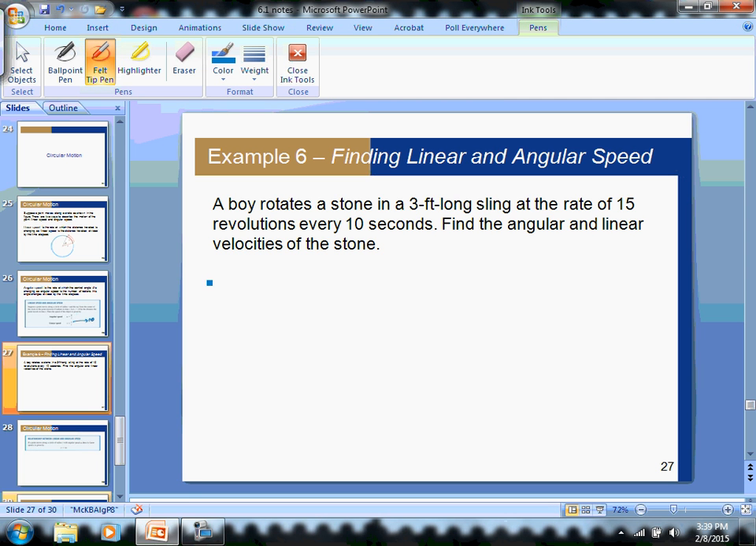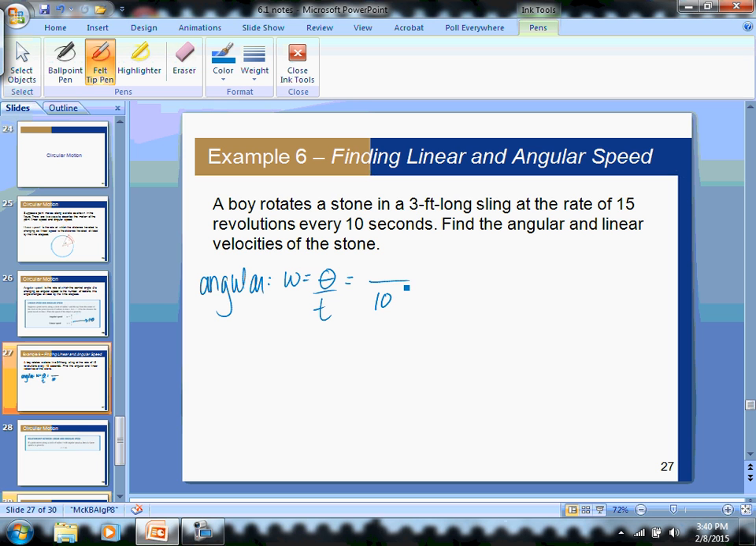Okay, so if we're going to find our angular speed, that was our equation with the little w. So we have theta over t. So again, theta has to be our angle measure in radians. And we know that our time is going to be every 10 seconds.